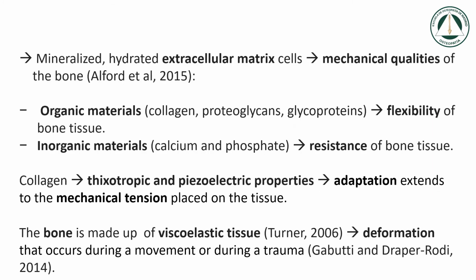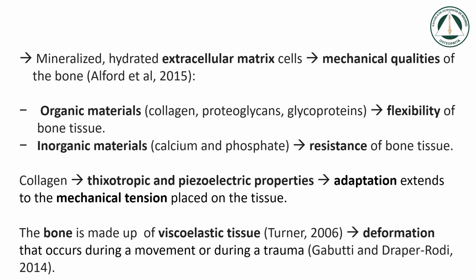Alford et al., 2015, have described hydrated mineralized extracellular matrix cells giving mechanical qualities to the bone. Organic materials, collagen, proteoglycans, glycoproteins, give flexibility to bone tissue. Inorganic materials, calcium and phosphate, give strength to bone tissue. Collagen fibers have thixotropic and piezoelectric properties, whose adaptation extends to the mechanical tension placed on the tissue.